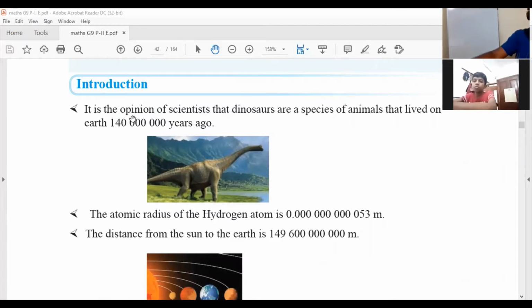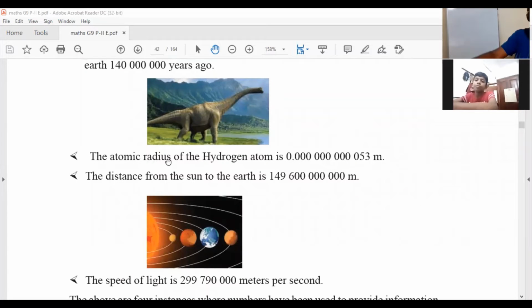It is the opinion of scientists that dinosaurs are a species of animals that lived on the earth 140 million years ago. Have you seen dinosaurs? No, sir. Right. Because it is very, very long ago, right?